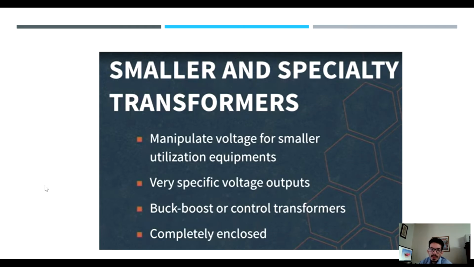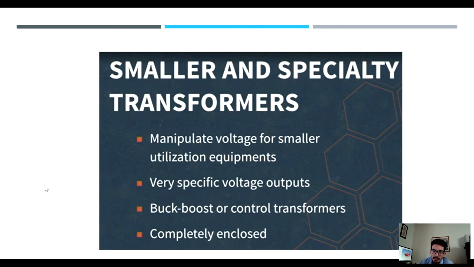So first of all, we want to make sure that we understand that transformers are designed for very specific voltage outputs and for very specific voltage inputs. In other words, if a transformer is designed for a voltage input of 120 volts and a voltage output of 12 volts, you should not be connecting the transformer to 240 or 440 volts, because it's going to create a problem.